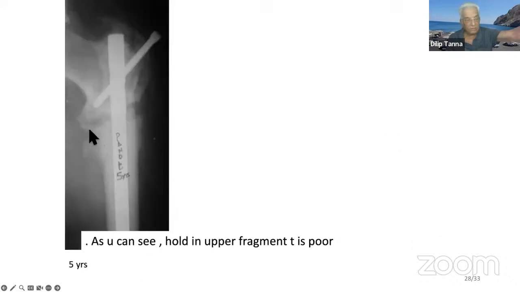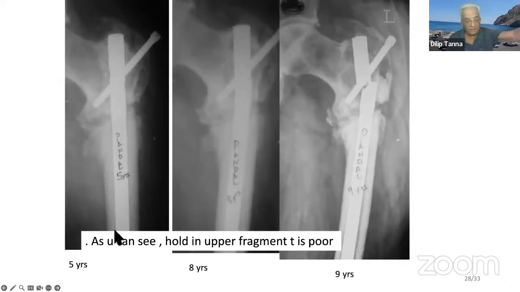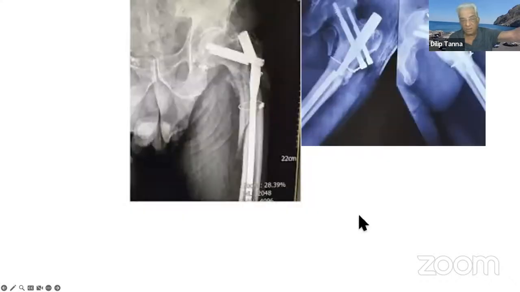non-union. Or you can see this fracture. Only this proximal JG2LT screw is there. Even if there was a screw going here, this is a very unstable fracture. So ultimately, at 5 years, 8 years, 9 years, this went into non-union and carried on like this. So this is the reason I feel when there is no hold, on day one, put in a plate, and you will not trigger it at all.